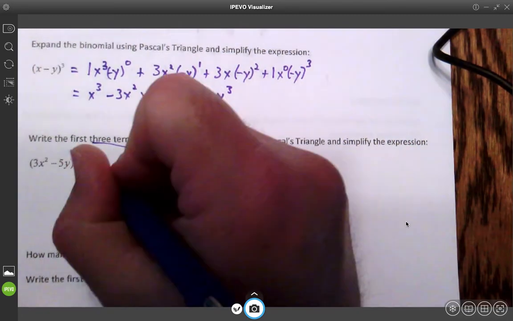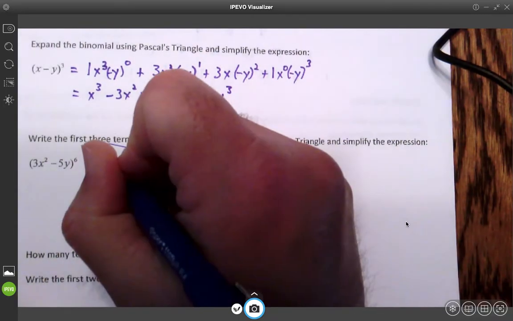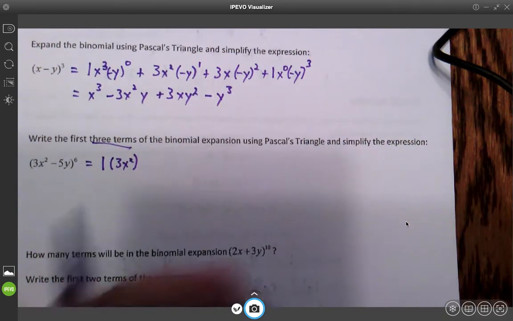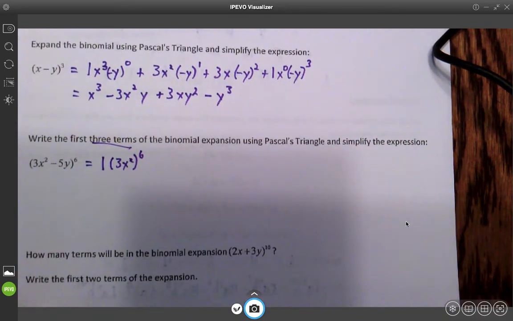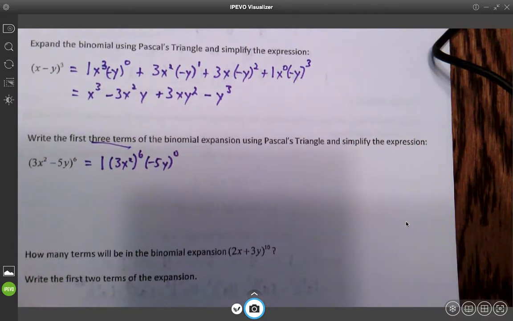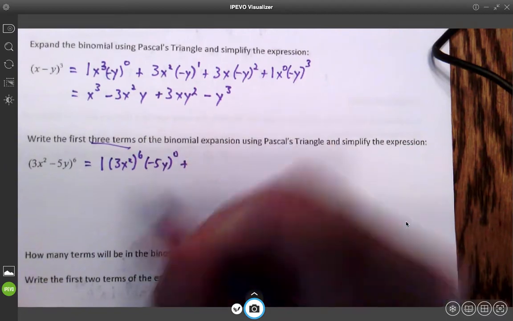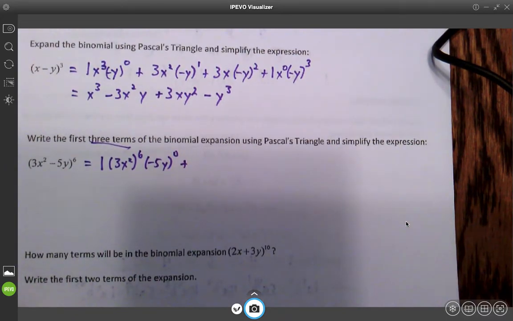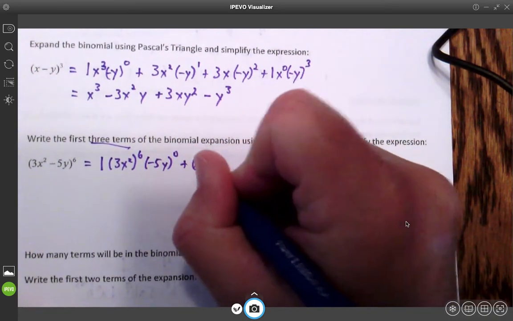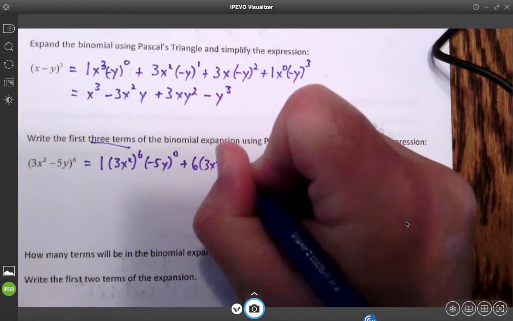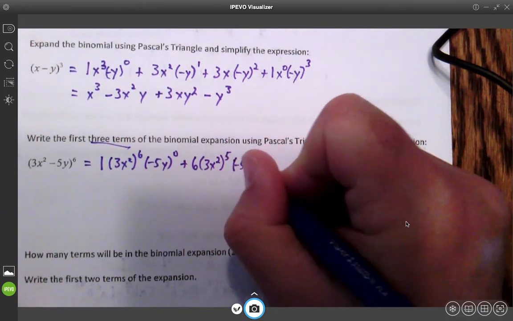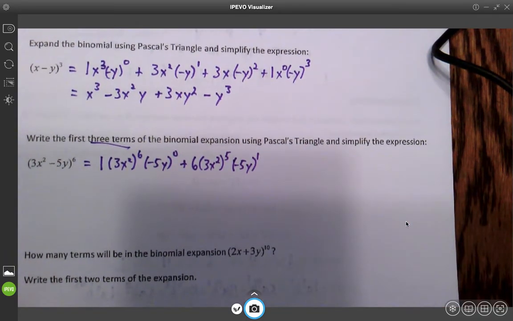Okay, we know it's going to start with 1. Then the first one is going to be 3x squared to what power? 6. Then negative 5y to the 0. Plus, what's always the second term and the next to last term? The actual n, which is a 6. So 3x squared to the 5th times, and it's always times, negative 5y to the first.